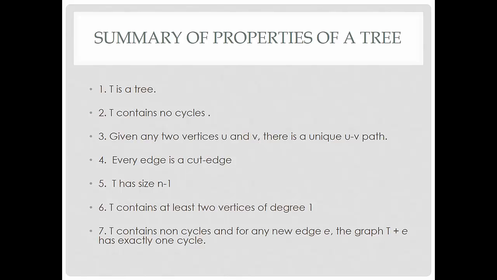Recall in the first video, we said if you take out any edge, you disconnect the graph, and if you put in any edge, you generate a cycle. So these 7 properties of a tree on n vertices are well known about trees. And once you know that you have a tree, you can assume you have all of these properties.